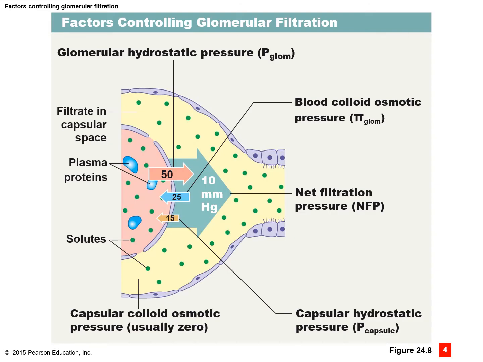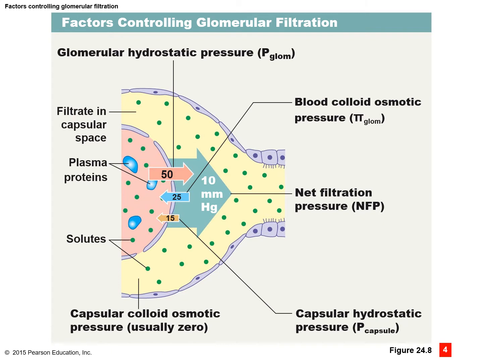This is a diagram illustrating the different overall pressures that we discussed. So take note of glomerular hydrostatic pressure being the largest at 50 millimeters of mercury. There's going to be a lot of plasma proteins in the actual blood, so this favors water movement from the capsule into the capillaries, and this would be blood colloid osmotic pressure, which opposes the hydrostatic pressure. Then we have capsular hydrostatic pressure. This is going to be the same concept as the glomerular hydrostatic pressure, but just in reverse.